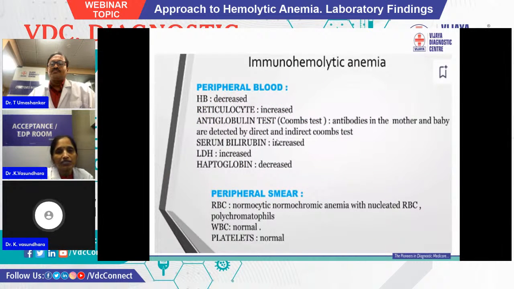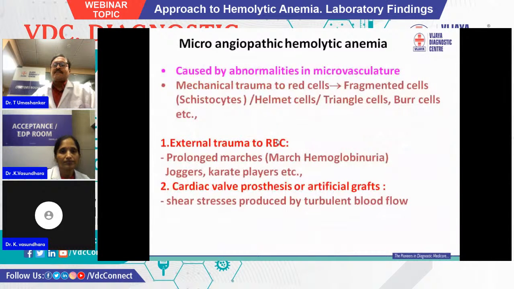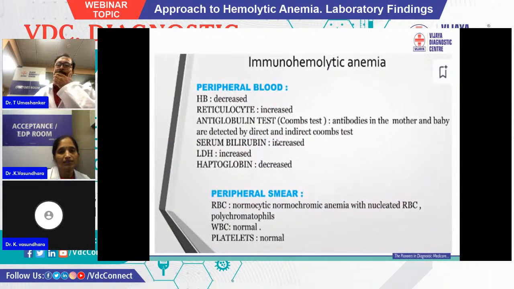So coming to the diagnostic workup in case of immune hemolytic anemias, you'll see a peripheral blood smear examination. You'll see a normocytic normochromic anemia with a few NRBCs, polychromatophils, and spherocytes. And there's a marked increase in the reticulocyte count. The Coombs test will be positive, as antibodies are developed against these RBCs, and there's an increase in serum bilirubin levels, an increase in LDH levels, and a decrease in serum plasma haptoglobulin levels. This is all about the immune hemolytic anemias.